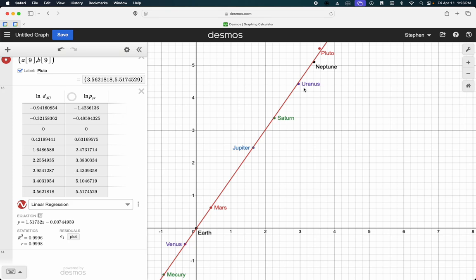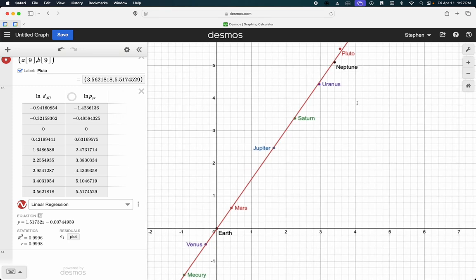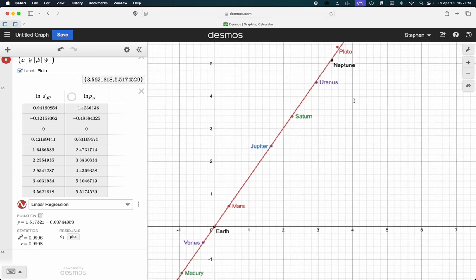So for this assignment, this is the screenshot that I want. I want the log table, I want the linear regression, and I want your graph showing Mercury through Pluto and the line of best fit. If the colors are different from mine, it doesn't matter at all.